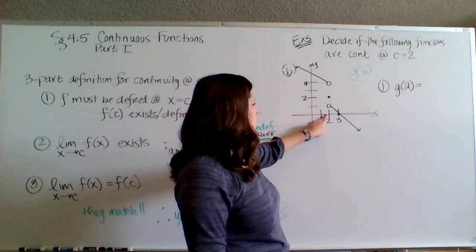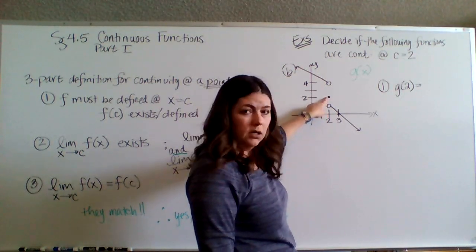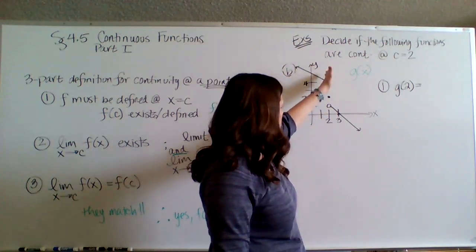Well, g of 2, you guys, you've got to be careful. Isn't g of 2 the output of 2? This is still a function. It passes the vertical line test because right here at 2, we only hit one dot.